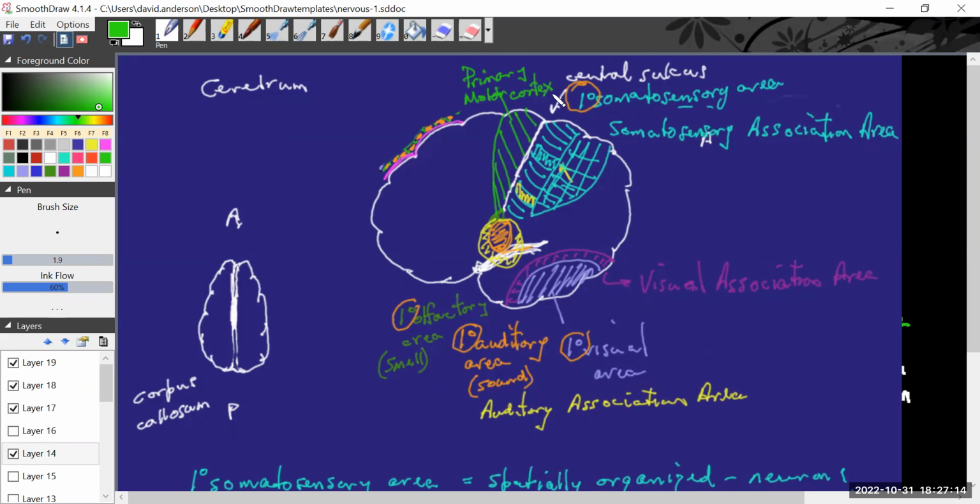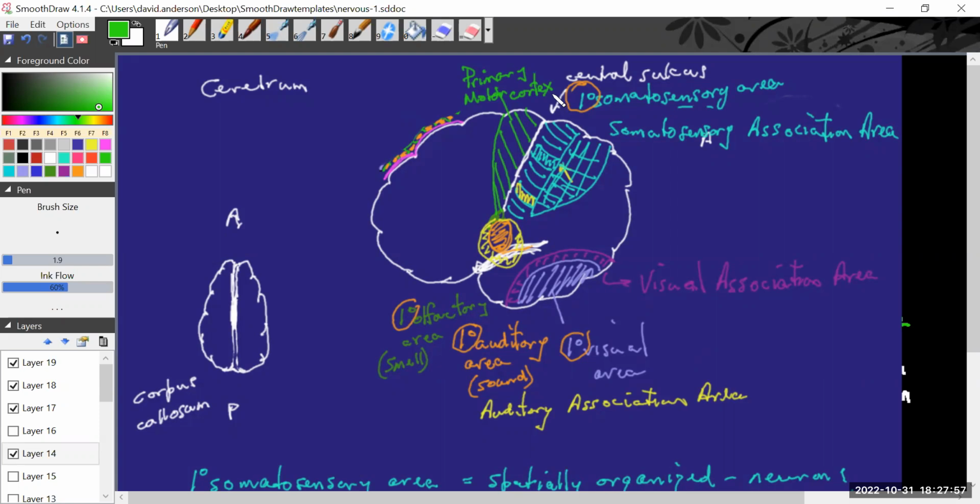So the primary somatosensory area was the last place in the sensory pathway before we get to integration and starting to form a response. The primary motor cortex is the first place that we're going to generate a motor response from in the brain. In other words, the primary somatosensory was the last place to receive a signal of sensation, and the primary motor cortex is going to initiate our descending pathway.